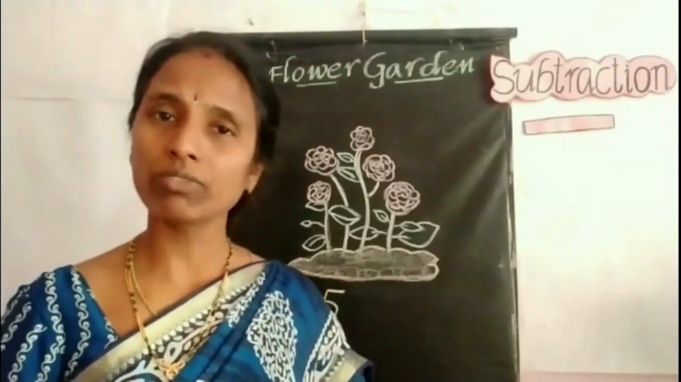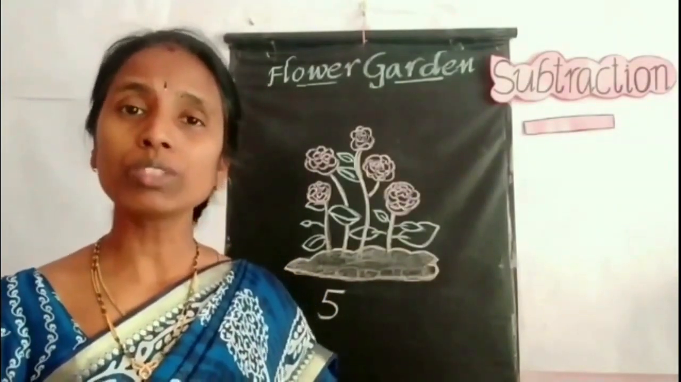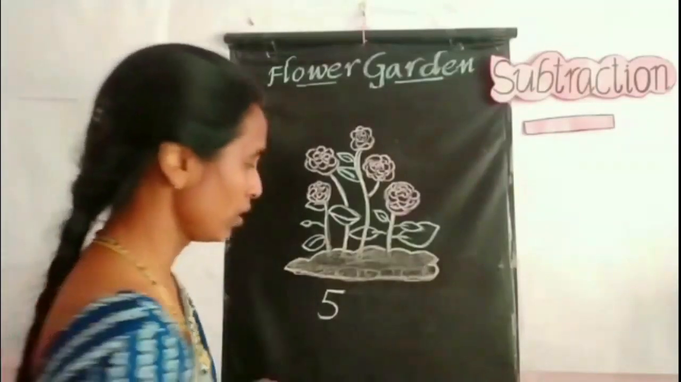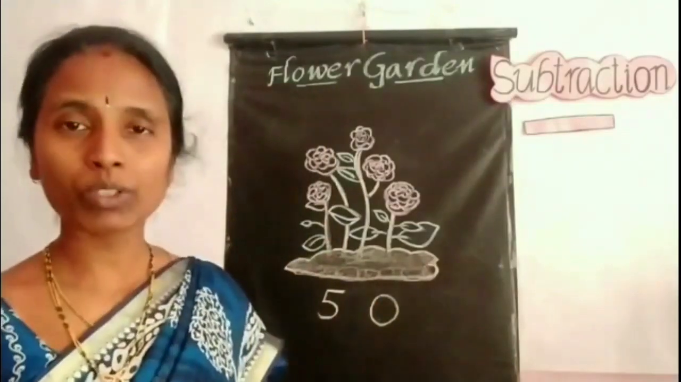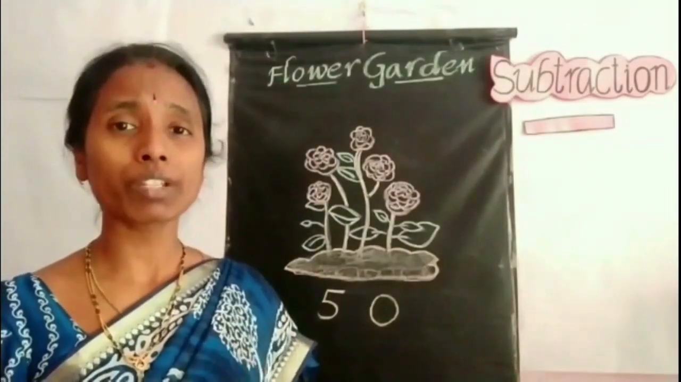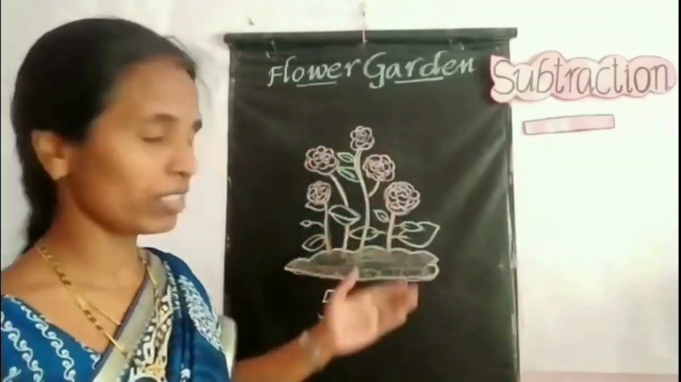5 roses are there. So did Sonu pluck any flower? No. Sonu did not pluck any flower. So Sonu did not pluck means 0. Not plucked. Okay. Now how many flowers are left? How many flowers are there on the plant? Yes. 5 flowers are there.